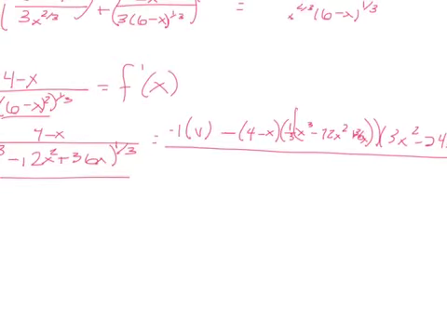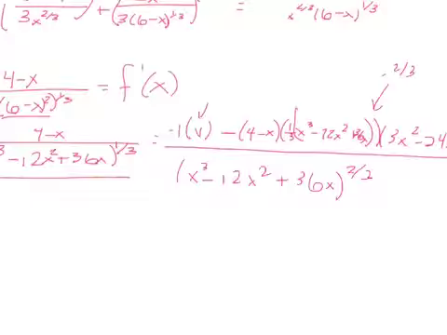So it would be (x cubed minus 12x squared plus 36x) to the 2/3 power. By the way, right there, that is the negative 2/3 power. I was noticing the exponent was missing. And v right here is (x cubed minus 12x squared plus 36x) to the 1/3 power.